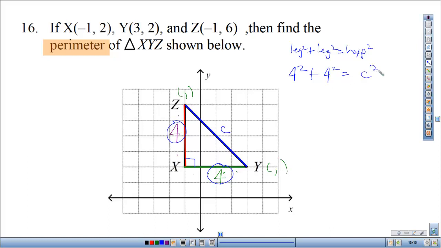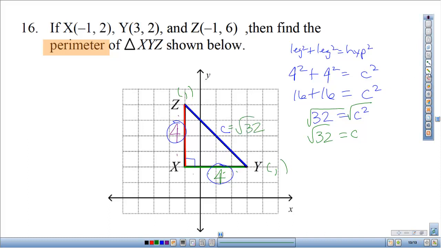So this would be c squared. So how about 4 squared? That's what? 16, plus another 4 squared is 16, is equal to c squared. 16 plus 16 more would come out to be what? 32 equals c squared. But I don't want c squared, I just want the length of this, c. So I'm going to take the square root of both sides. And that means c is going to come out to be, that's not a perfect square, so we just get square root 32. So this is square root 32.